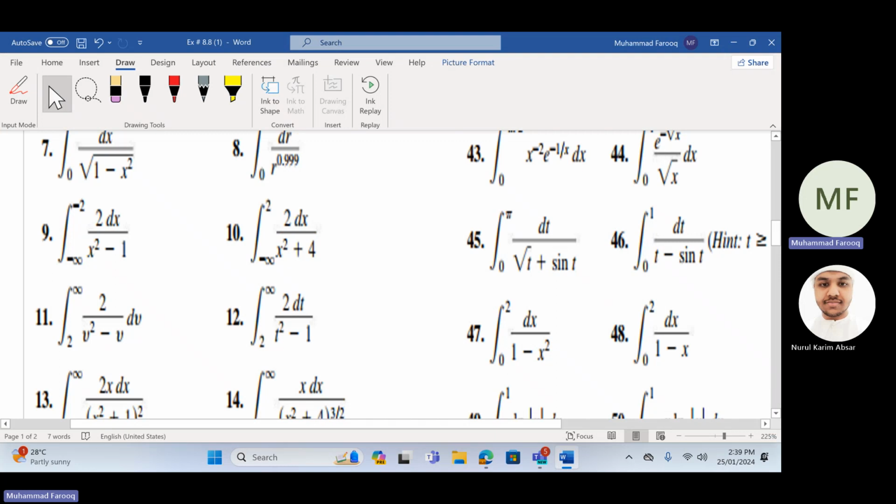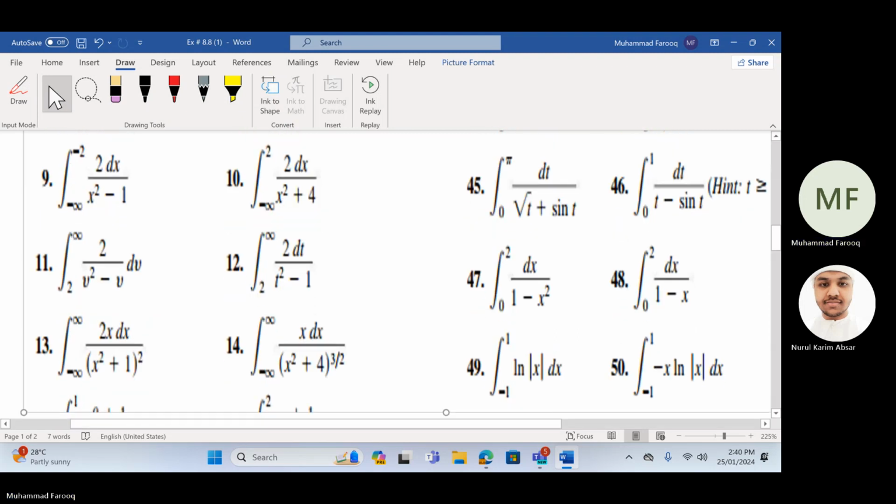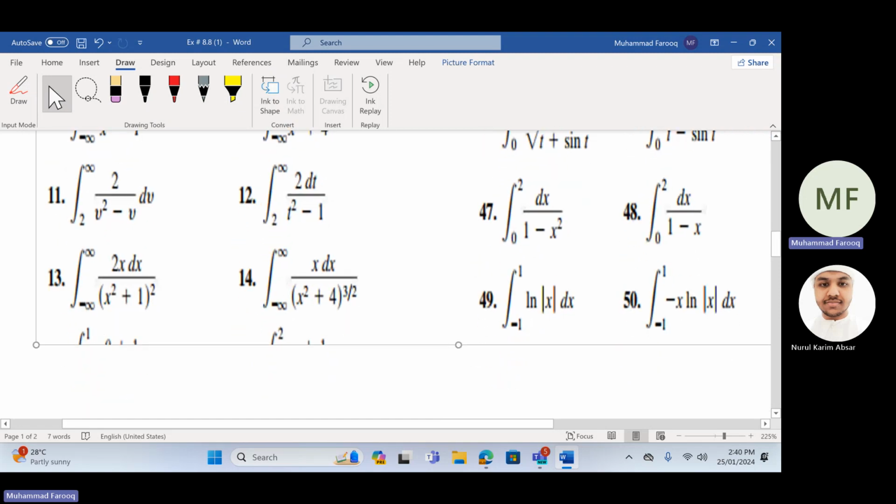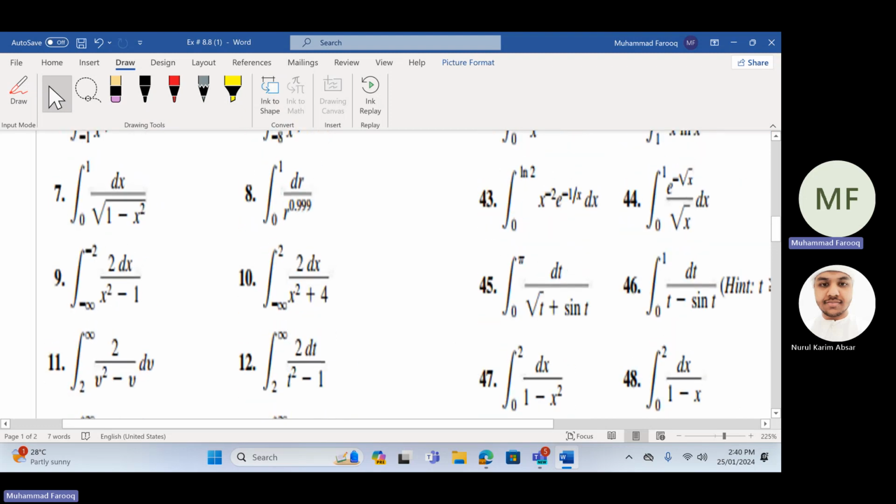Now, let's start question number 14, please. Because I have done number 10, where one of the limits was infinity, you can easily perform question 11 too, where also one of them is infinity. So this upper limit will be replaced by t.